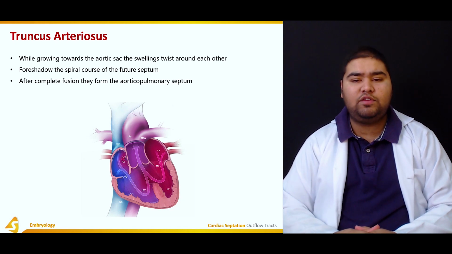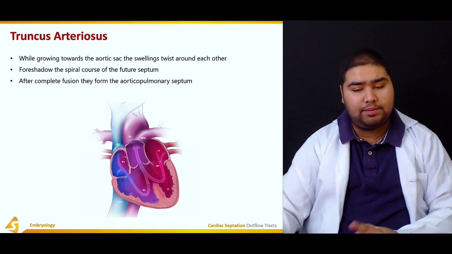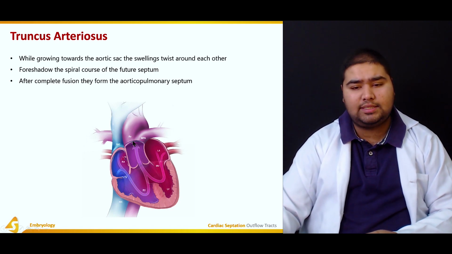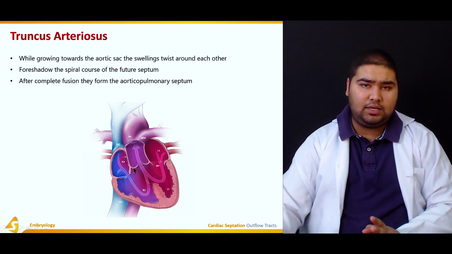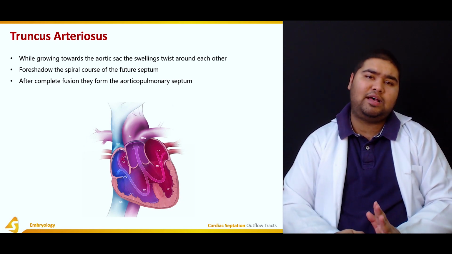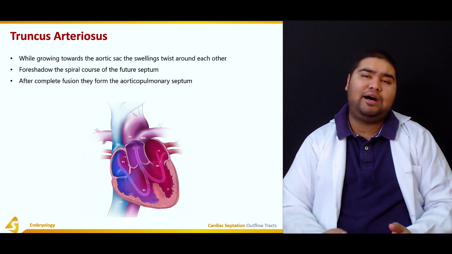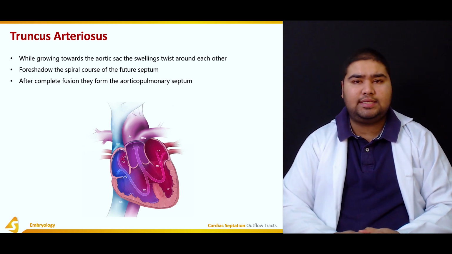So after complete fusion, they will form the aorticopulmonary septum. The aorticopulmonary septum is the septum that divides the aorta and the pulmonary trunk. These are the two outflow tracts that have been divided completely after the partition of the truncus arteriosus.